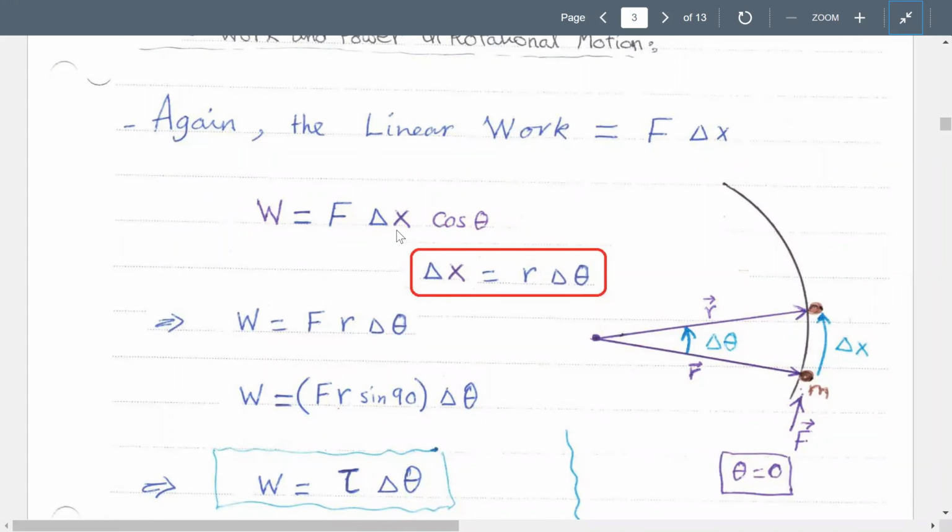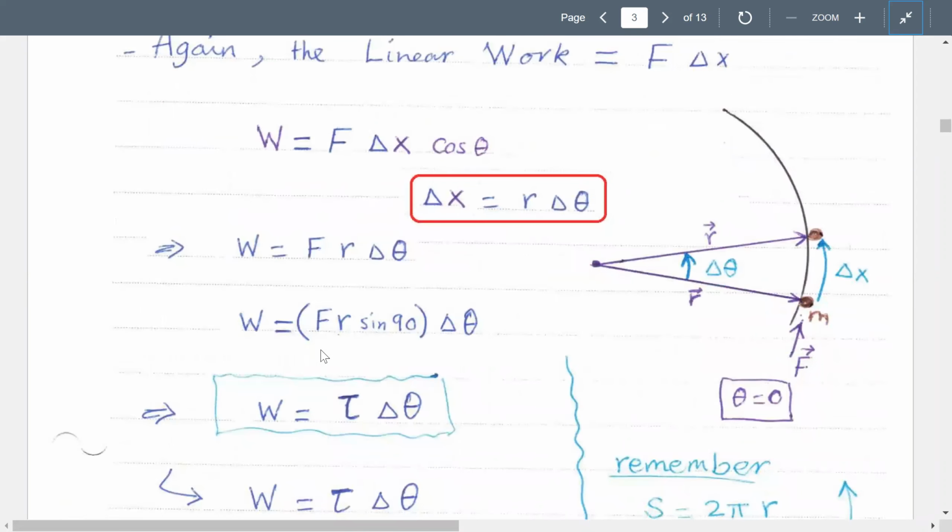Just put it in X place. So the work is equal to F R delta theta. But we know that F R again is the torque. So it is the torque multiplied by delta theta. As you know from before, the work is equal to the force multiplied by the distance in linear motion. Here we have the work, it is the force in rotational motion multiplied by the distance in rotational motion, which is theta. So the equations are the same.